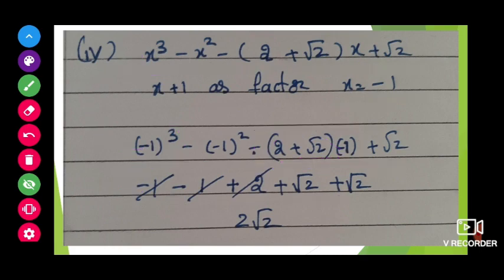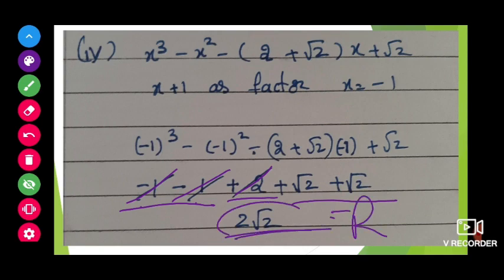Now here, minus 1 minus 2 plus 2 cancel. The remaining is root 2 plus root 2, so we get 2 root 2. What is the remainder? 2 root 2, it's not 0. So what can we conclude? x plus 1 is not a factor of this expression.